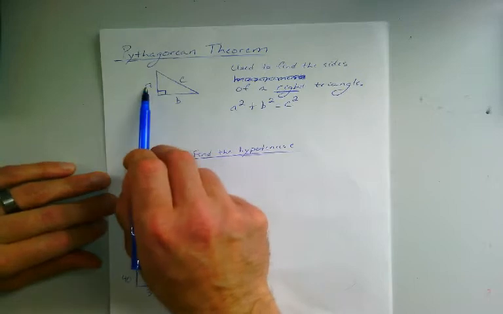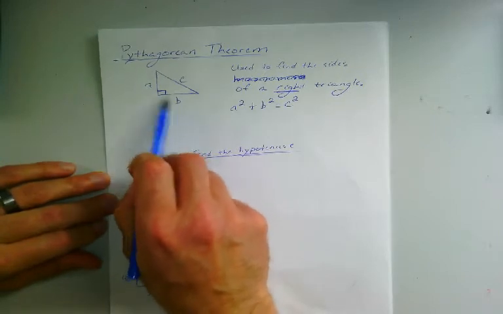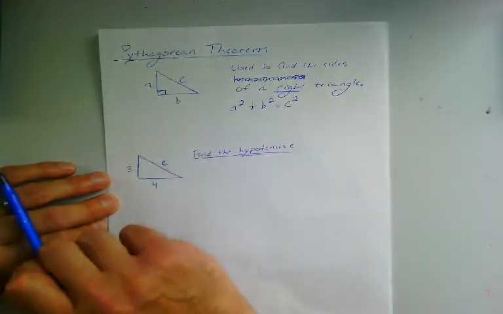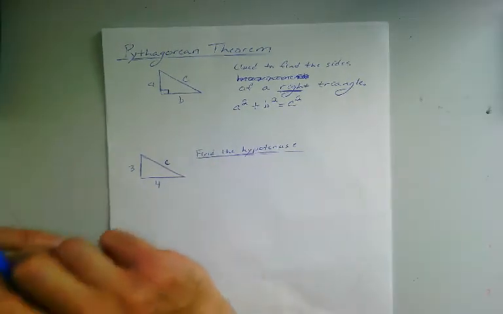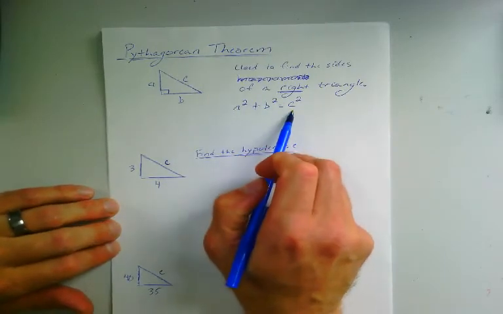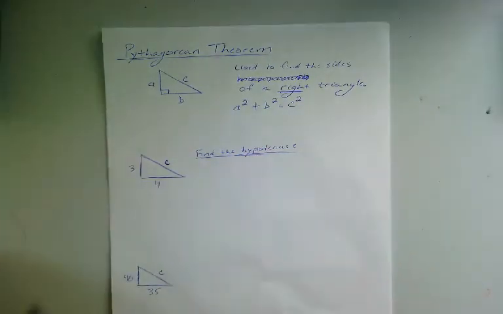So A and B are the letters we use for the legs of the triangle. C is the letter we use for the hypotenuse. And again, A squared plus B squared equals C squared. If we were in a classroom setting, I'd have you guys look at each other and repeat it over and over again.